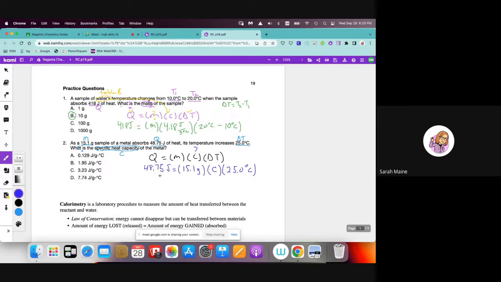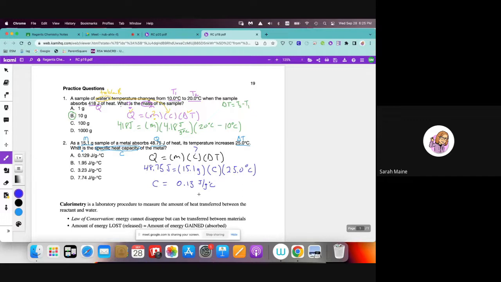So I first put in 48.75 and I divide it by 15.1. Hit your equal button and then hit division and divide by 25.0. And so when you put this in your calculator, you're going to have an answer that shows up something like this.